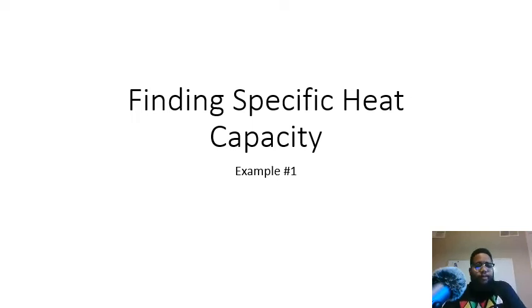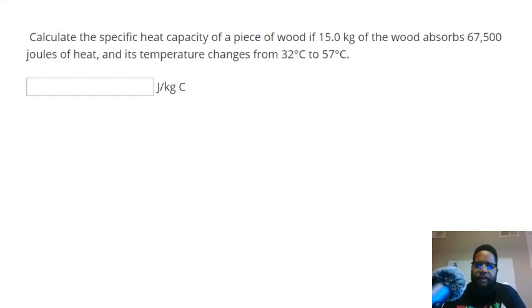So here comes the math. We are finding specific heat capacity, and here is our first example. Now, this first example comes directly from the quiz. So, free answers alert. It wants us to calculate the specific heat capacity of a piece of wood.